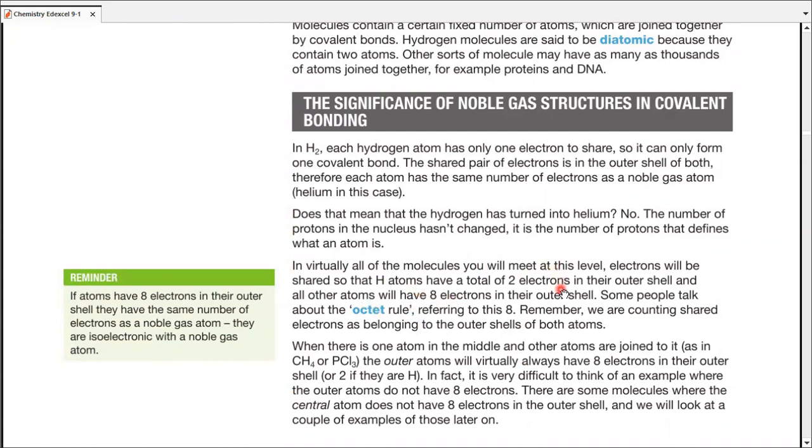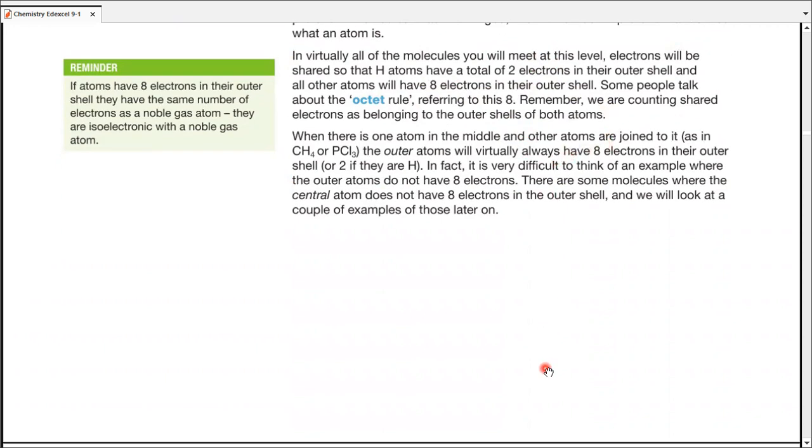For hydrogen, the duplet rule applies: 2 electrons in its outermost shell. For all other nonmetals, that's 8 electrons in the outermost shell. Noble gases do not react because they already have a complete octet, or 8 electrons, in their outermost shell. So it's pretty easy.